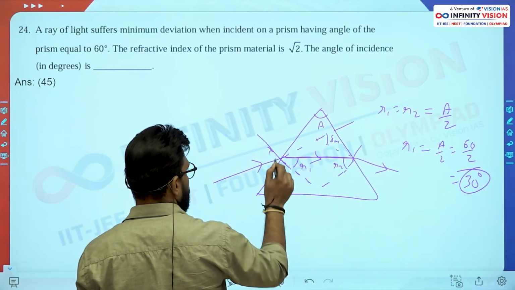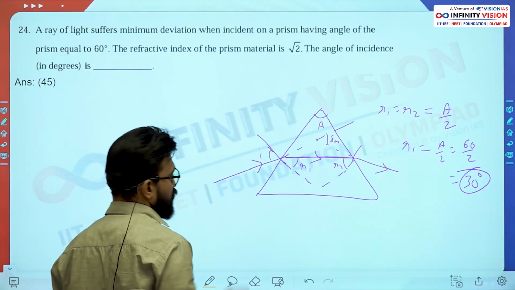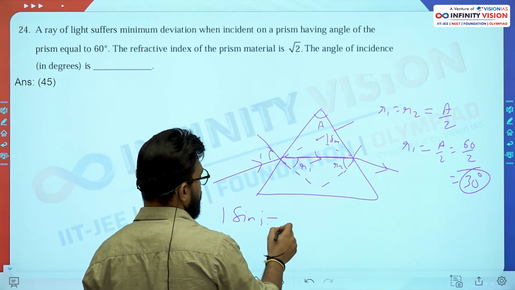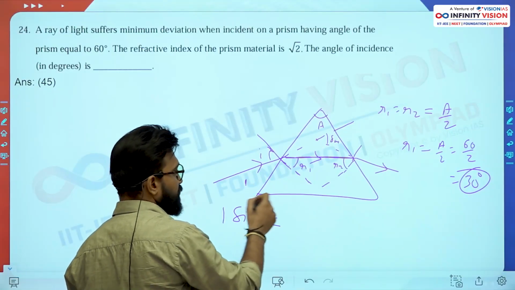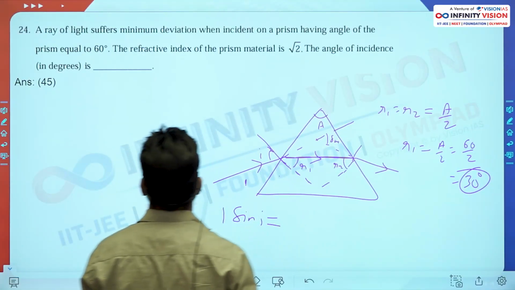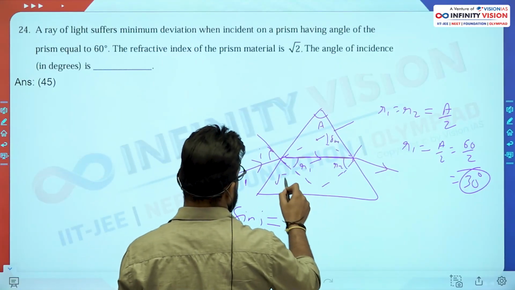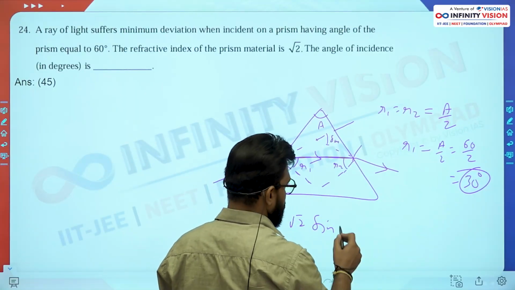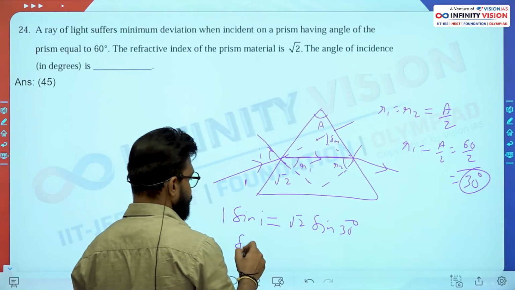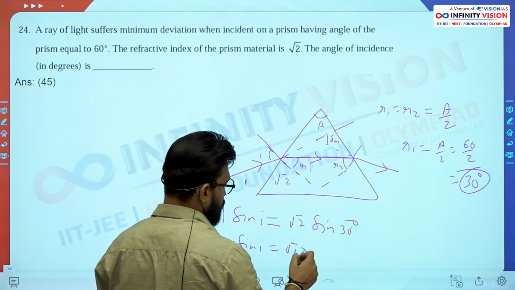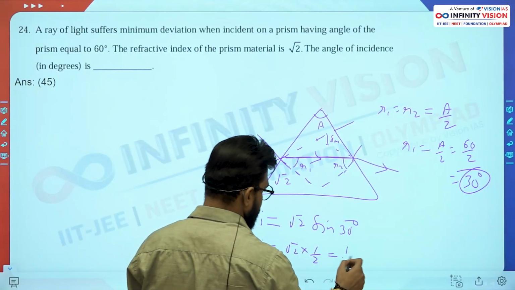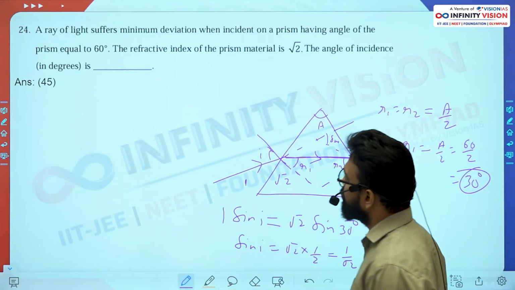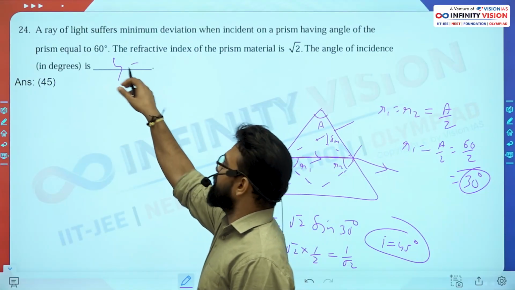You need to find this angle of incidence, so we are going to apply Snell's law over here. It is 1 times sine i, where the refractive index of air is 1, and the refractive index of this medium, glass, is root 2, times sine r1, where r1 is 30 degrees. Sine 30 is half, so sine i is nothing but 1 by root 2. So i comes out to be 45 degrees. So the answer is 45.